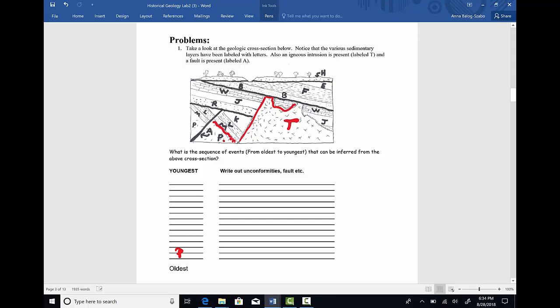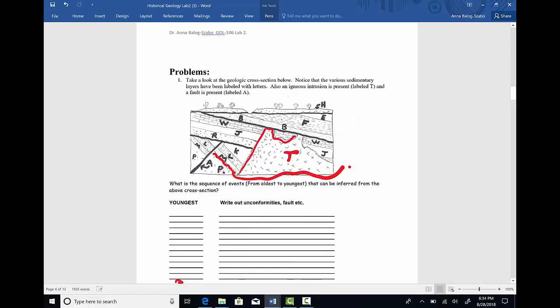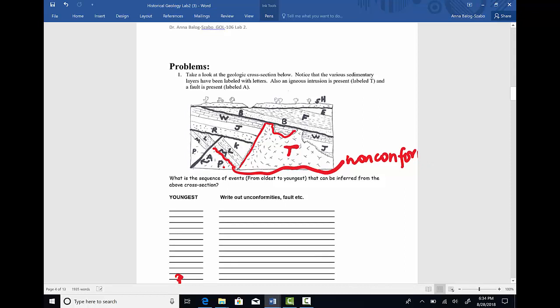And then there is a non-conformity right here. This is a non-conformity, I'm going to write it down. When you have an igneous rock meeting with sedimentary rocks, that's a non-conformity. So after the P, the next layer is going to be this M, and after M is going to be the L, and after L is going to be the K.